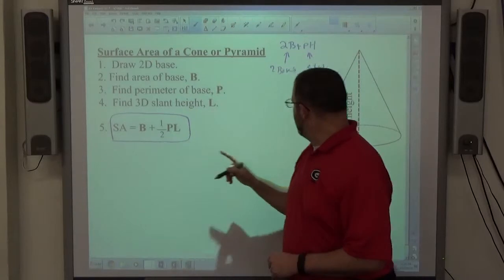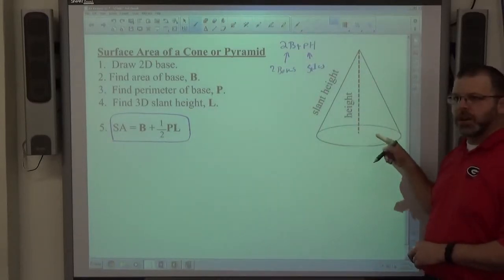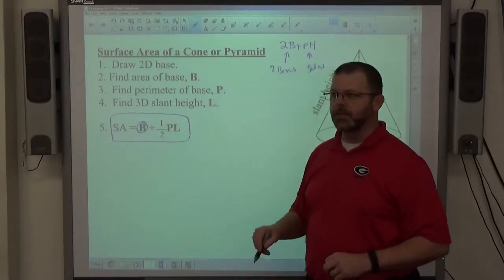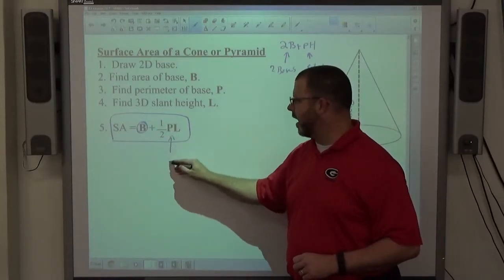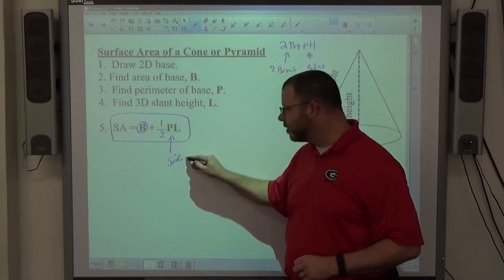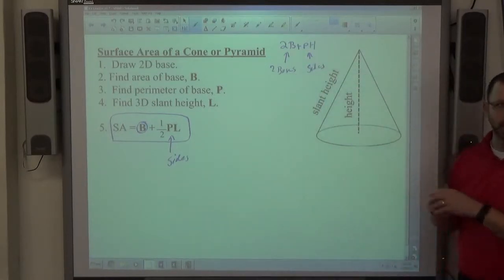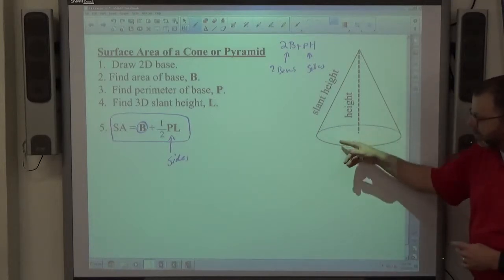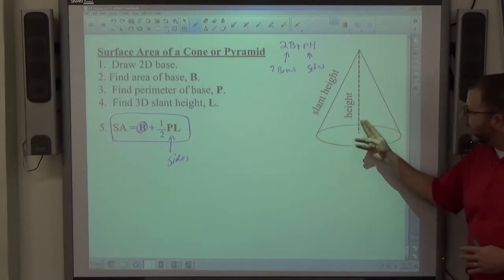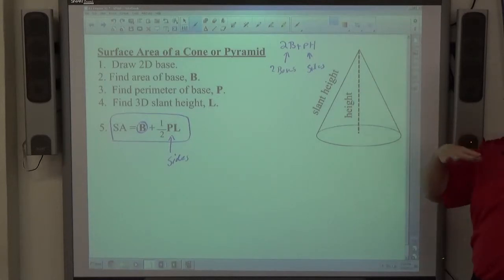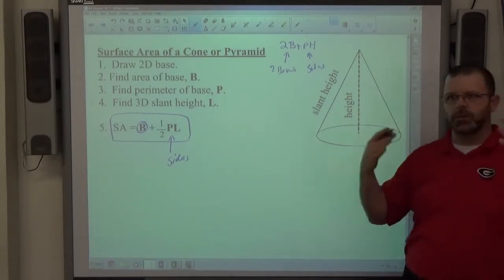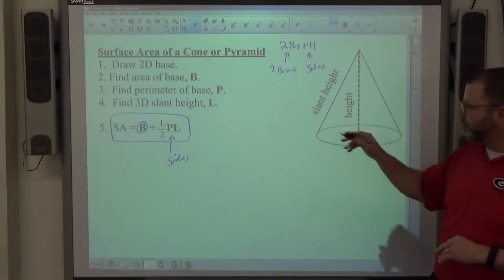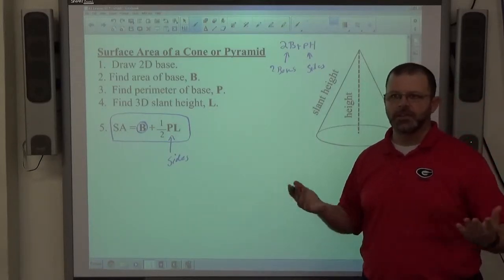For this, notice a cone or a pyramid, I just did a cone here, has only one base. So B is the area of that base, and 1/2 PL is the area of the side. If you want to call it sides, it's really just one side. So if I had this cone and I were to cut off the bottom, and then cut along here so it laid flat, it would have some weird shape, it's called a net, but the area of the part that's not the base would be 1/2 PL. That's the formula.